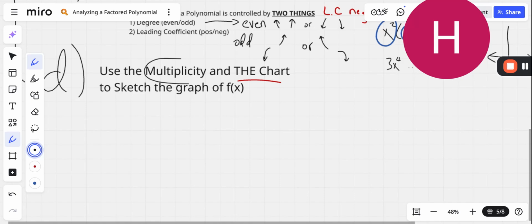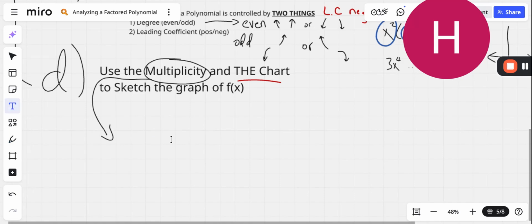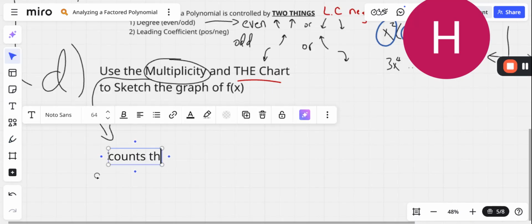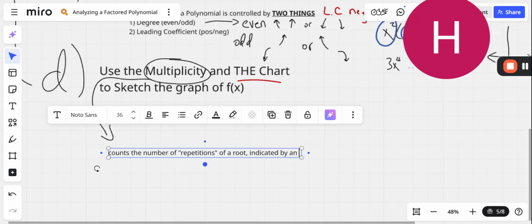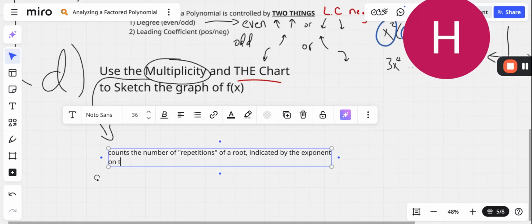First, let's talk about this multiplicity thing. So what does multiplicity exactly tell us? It counts the number of, let's say, repetitions of a root. It represents a repeated root, and it's indicated by an exponent and a factor for that root.